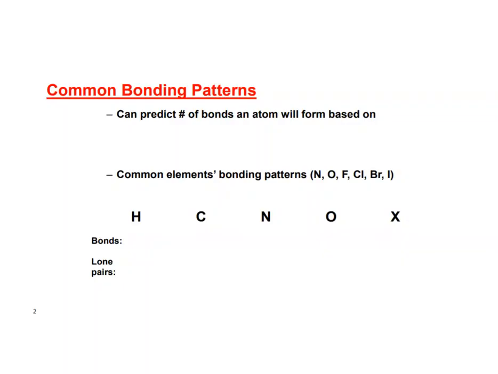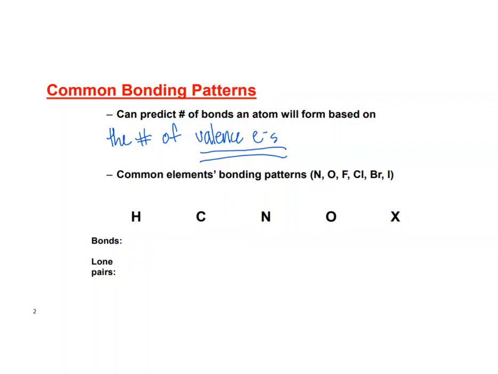All right, so first off, we can predict the number of bonds an atom will form based on the number of valence electrons it has. Remember that the valence electrons are the ones on the outer shell. They're the ones that do stuff. The core electrons are the ones that are buried inside, and so they don't really do stuff. We can tell really easily how many valence electrons something has, most of the time, by looking at where it is on the periodic table.